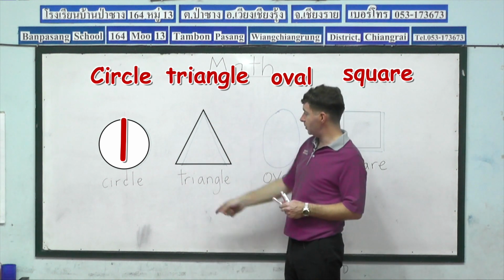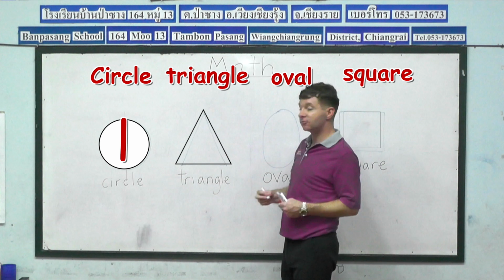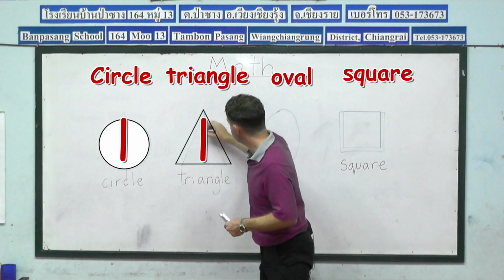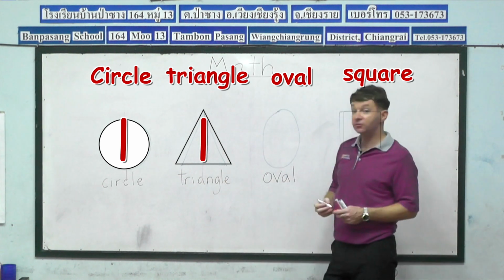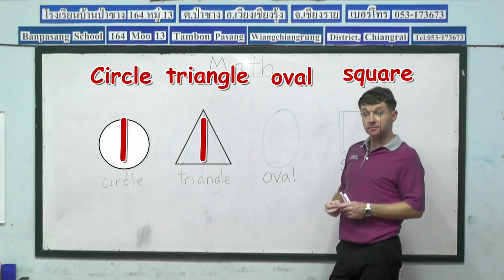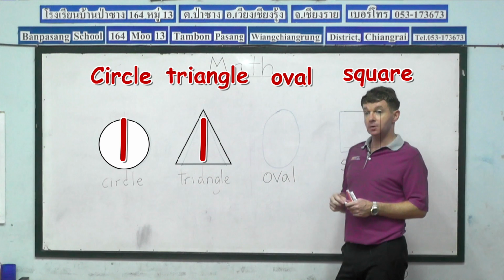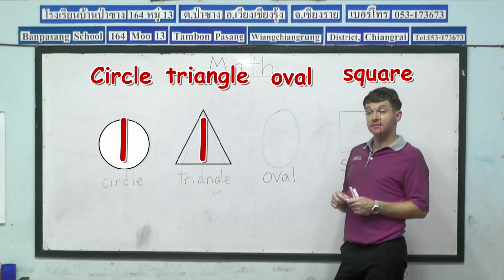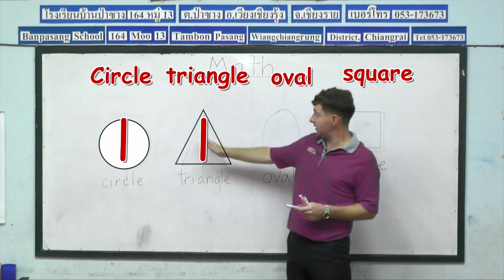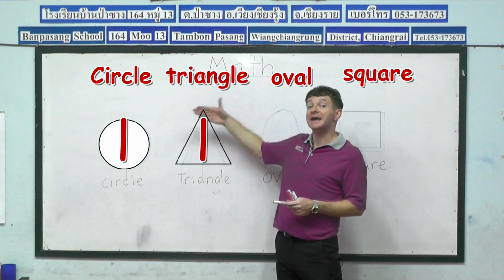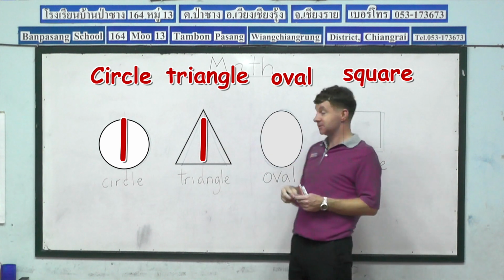Yes, now let's try it with the triangle. What will happen if I draw a line down the middle of our triangle? Does the same thing happen? What can you see on both sides of the triangle? Are they opposites? Yes, you can see they both look the same, but the exact opposites.